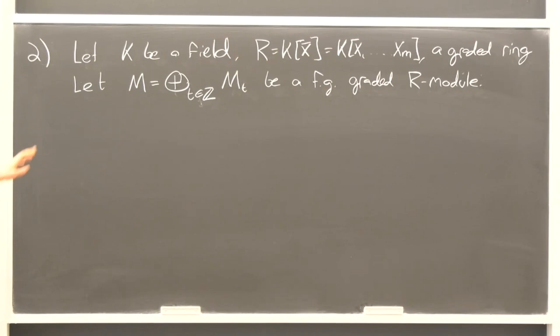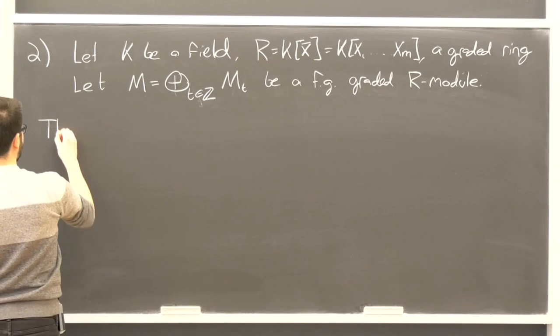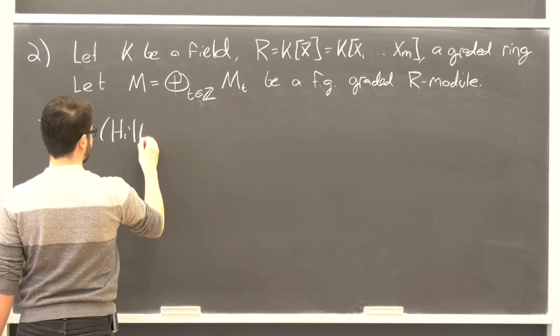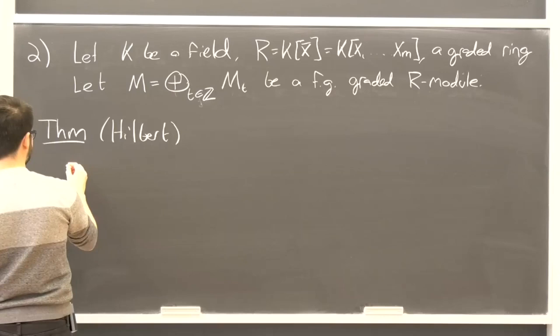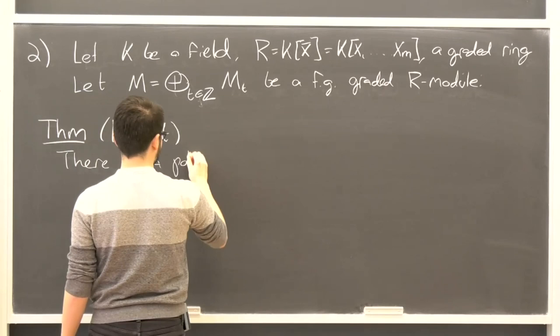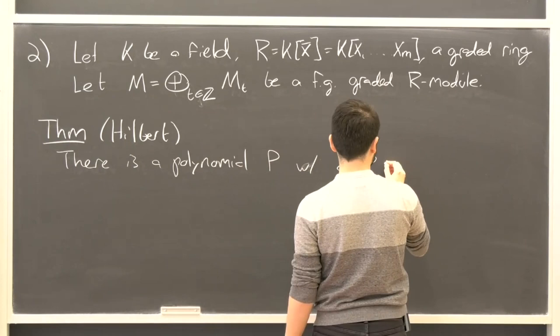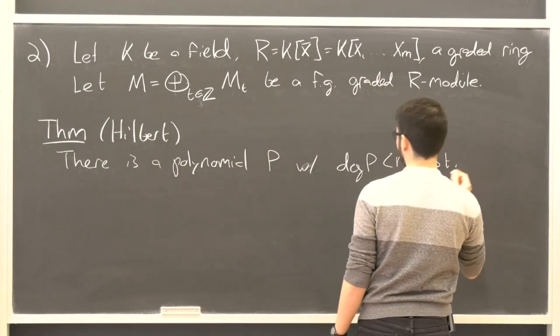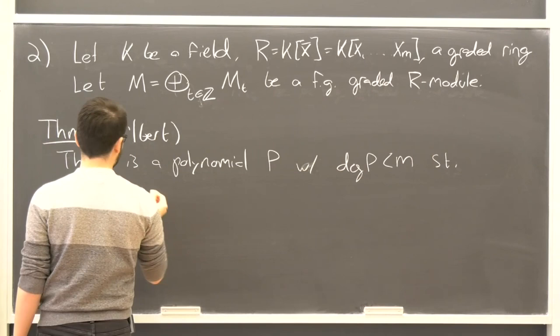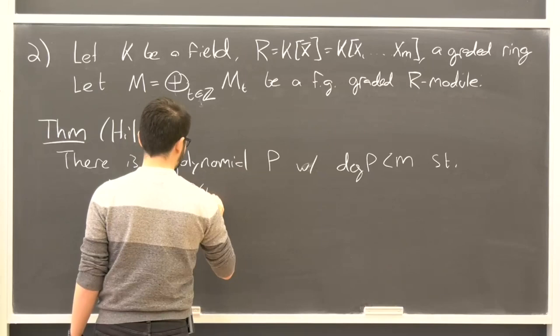And the theorem, which is due to Hilbert, is that, again, there is a polynomial P with the degree of P less than m, the number of indeterminates, such that the K-linear dimension of M_t is equal to P of t for t sufficiently large.